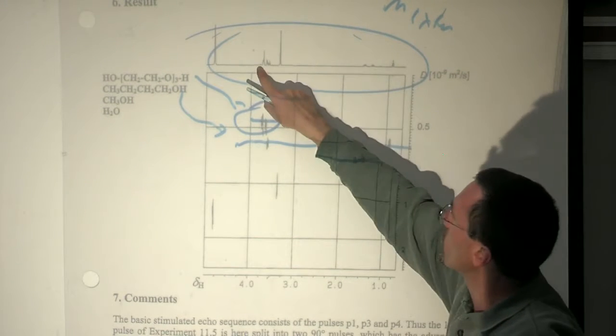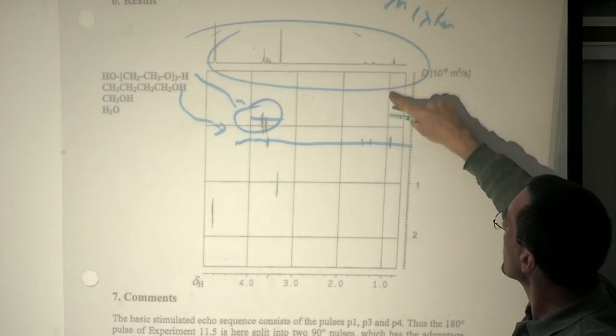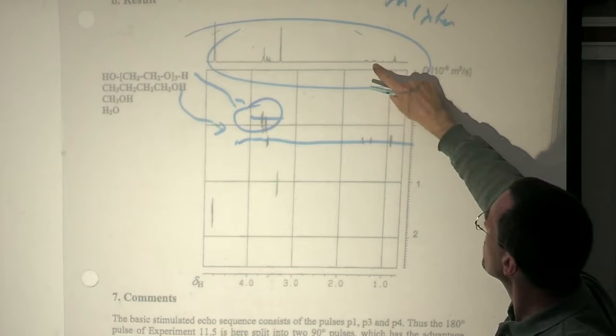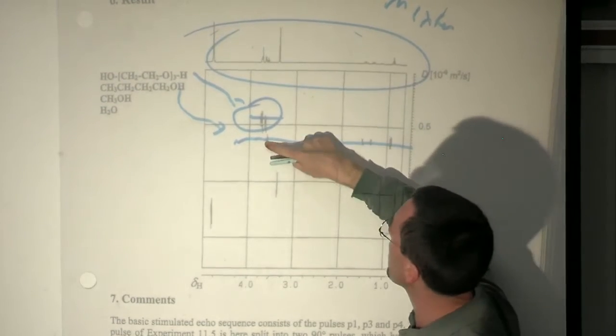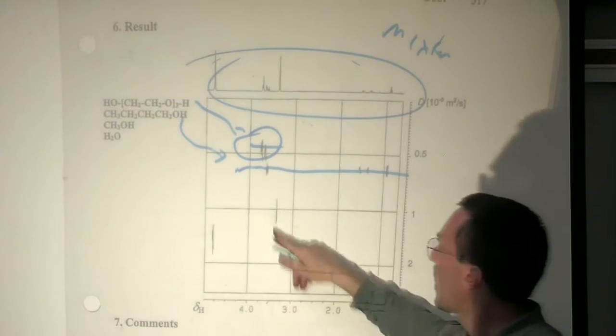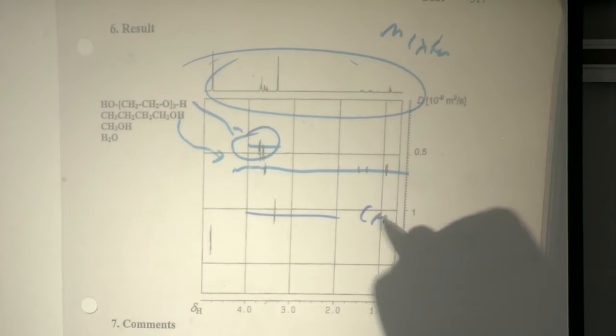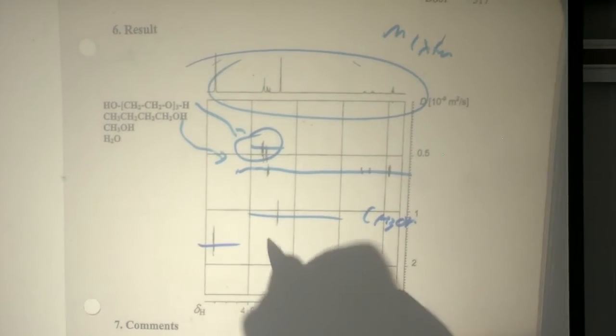So in this mixture, you've got all these different peaks. You don't know what's what. And you say, wait a second, this methyl group, this methylene here, and that methylene there correspond to the butanol, and then you have your methanol here, and then you have your water here, so you say methanol and water.